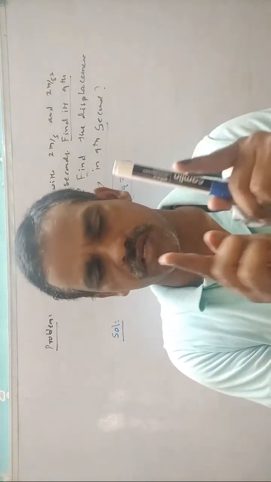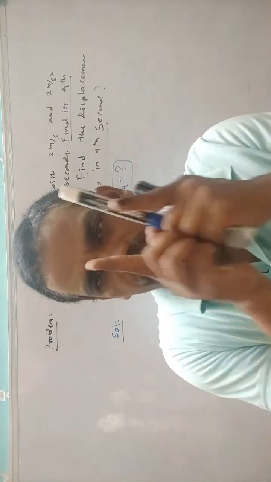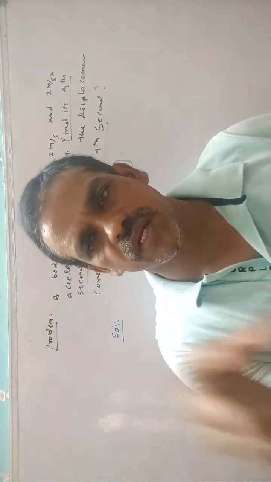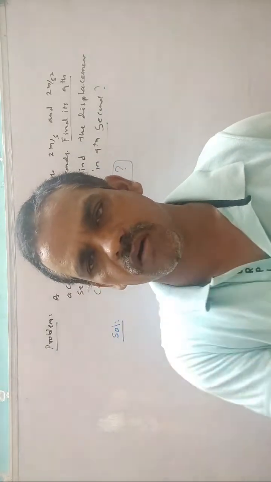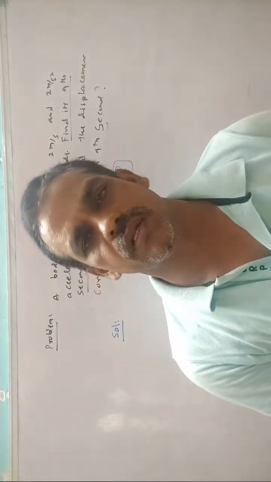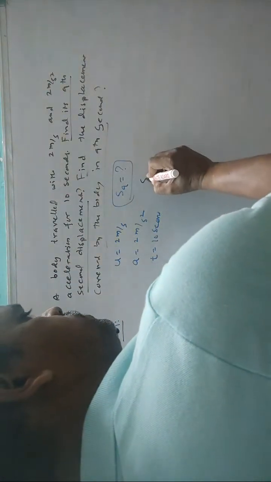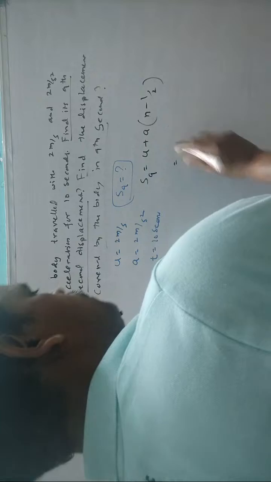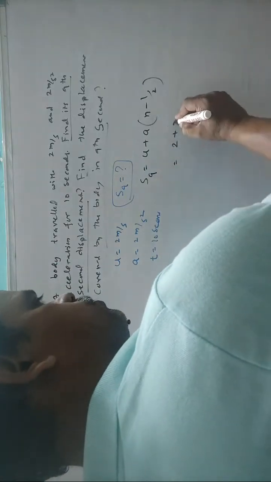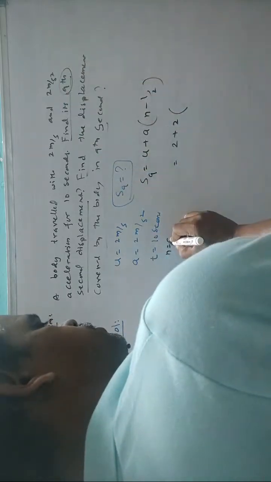So the difference is only 1 second, in particular 1 second. What is that 1 second? In particular 9th second, how much displacement covered by that body, by that bus, by that car, whatever it is, a particle. So we will find S9. For this one we have the formula S9 equal to U plus A into n minus half. U equal to 2, A equal to 2, n equal to 9.